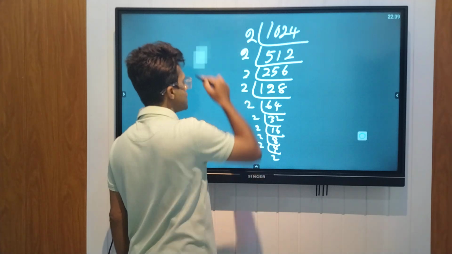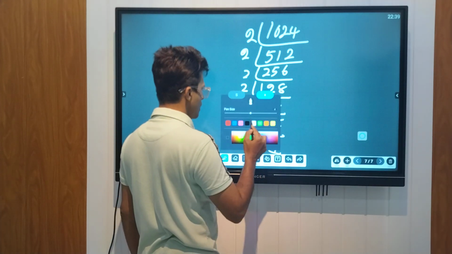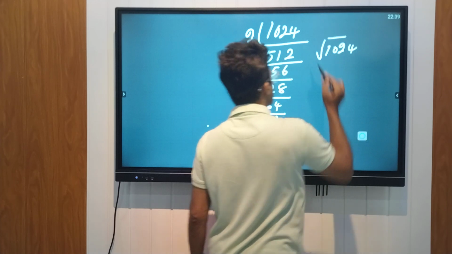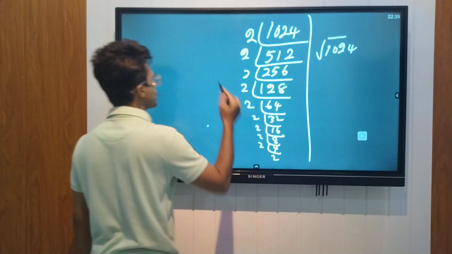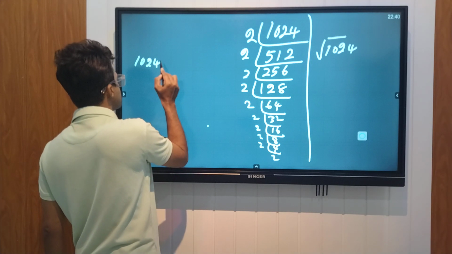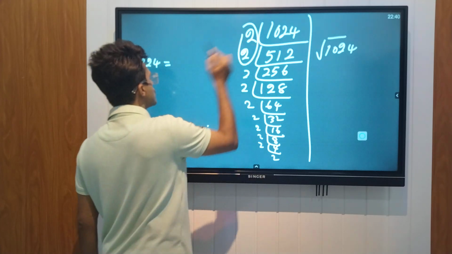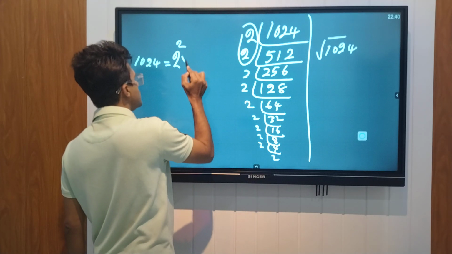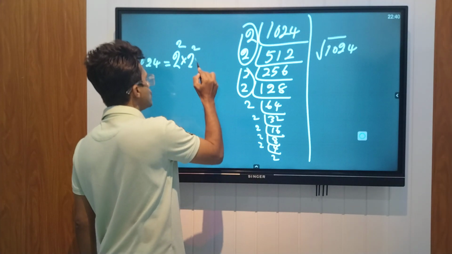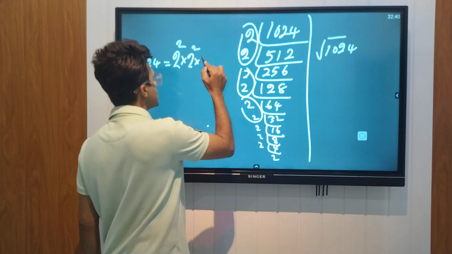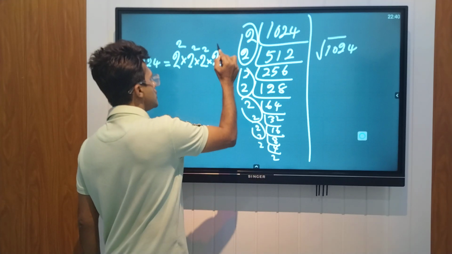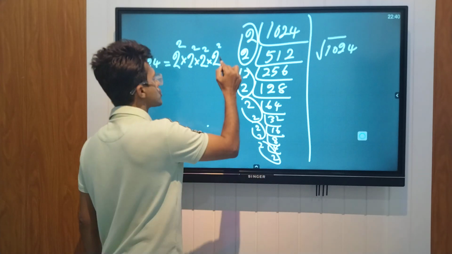Our target is getting the square root of 1024. This can be written as pairs of 2 into 2. Each 2 into 2 means 2 squared, and there are five such pairs.